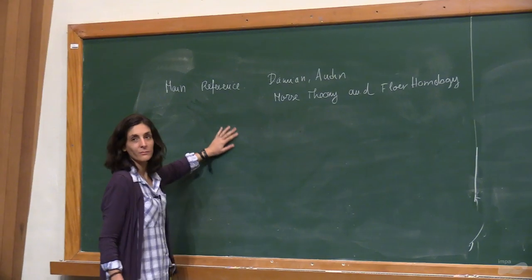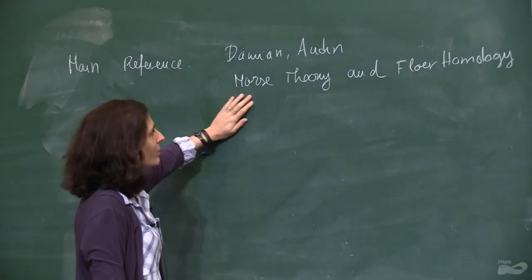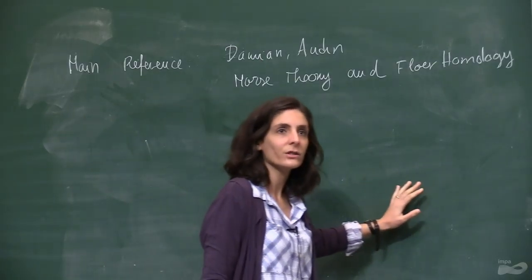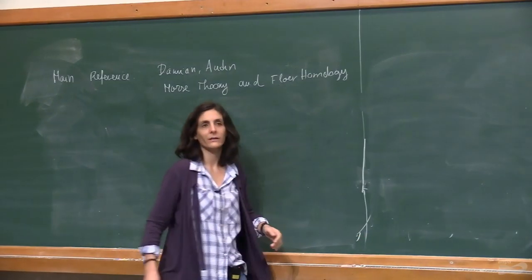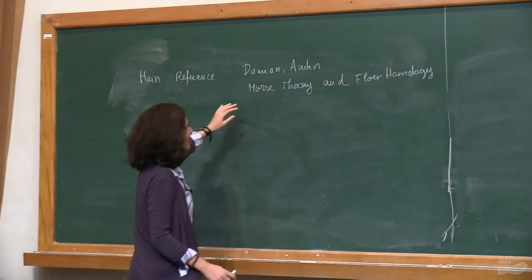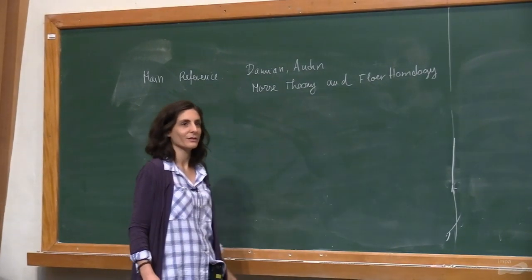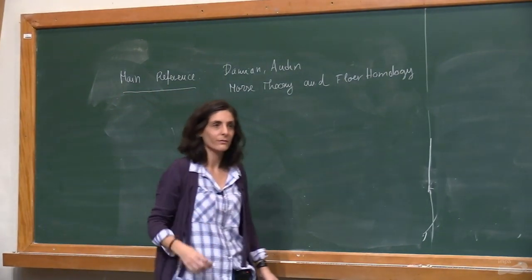Okay, so I should have started with this. Sorry, I forgot. The main reference I'm following here is this book by Mihai Damian and Michel Audin called Morse Theory and Floer Homology. There are, of course, other references, some lecture notes. I'll miss some for sure. And there are these lecture notes by Salamon, the original papers by Floer, and you know, check the reference here. I don't want to miss anyone important. So this is basically what I'm following.